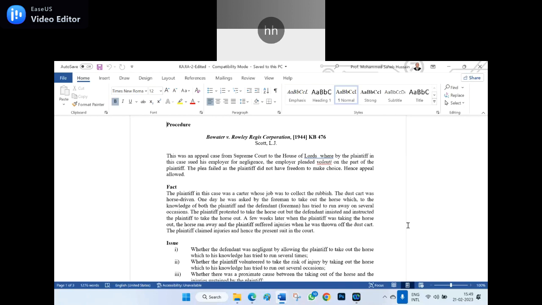The plea failed because the plaintiff did not have the freedom to have a choice. There is no other choice, and hence the appeal is allowed. What is the disposition of the case? Appeal is allowed. That means the gist and crux of the case, in 4 or 5 lines, is given. That is nothing but a head note. A head note may have hyphens, or without hyphens it is like a sentence. 4 or 5 sentences. You are showing the entire case law in 5 lines, the gist of the case law.